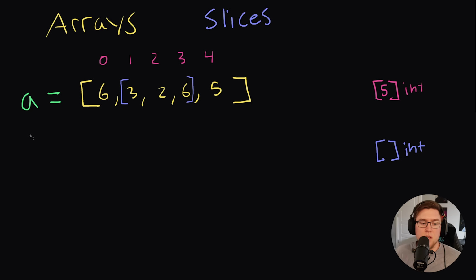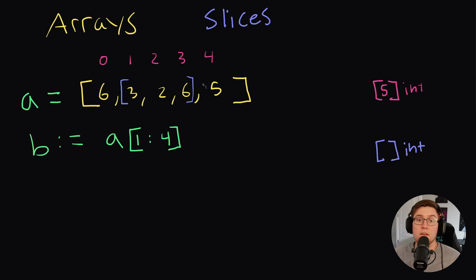then I could write B := A from, we're using square brackets here, index 1 up to, but not including, index 4. Okay, so the first number is inclusive, the second number is exclusive. And now B is this slice of kind of just that middle view of the array.